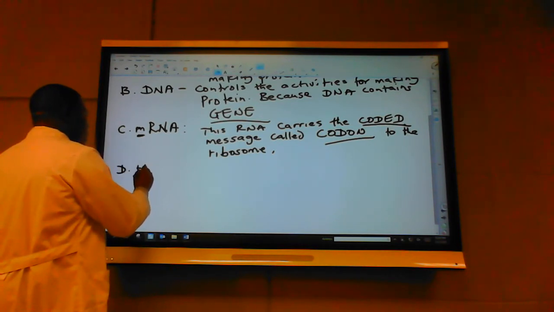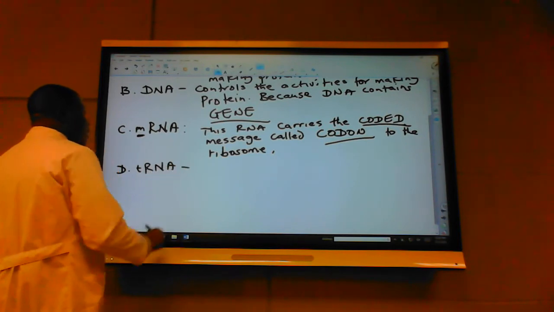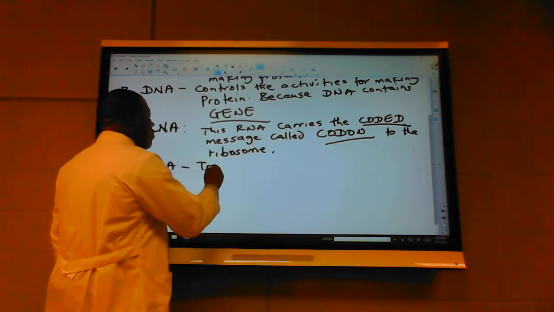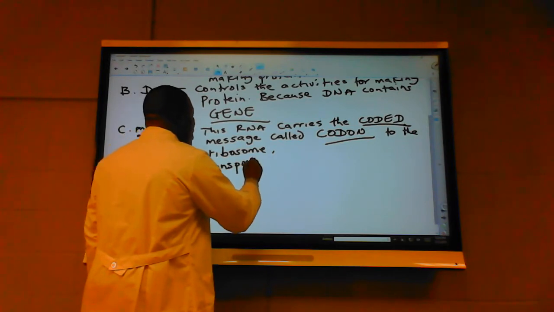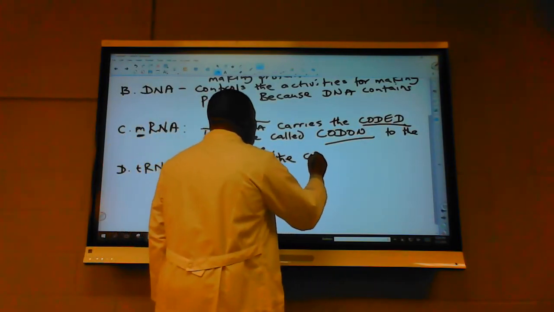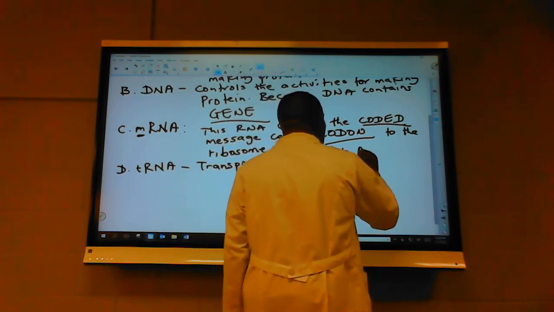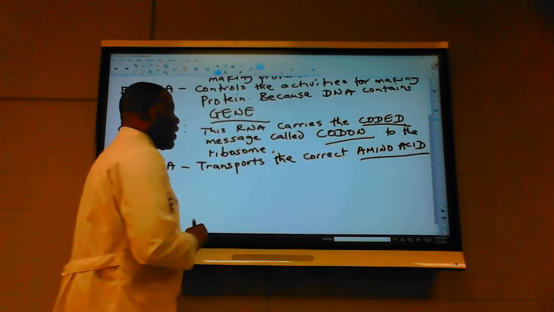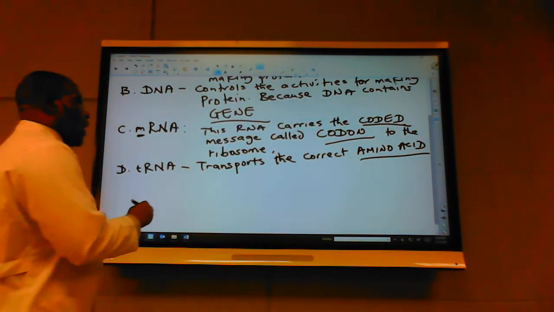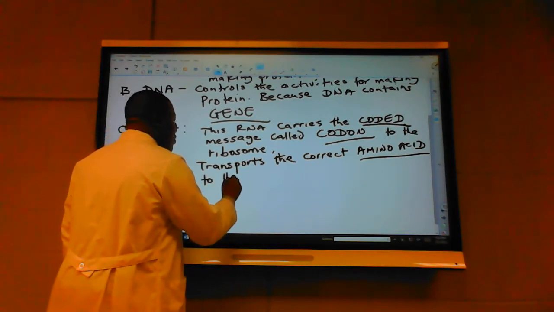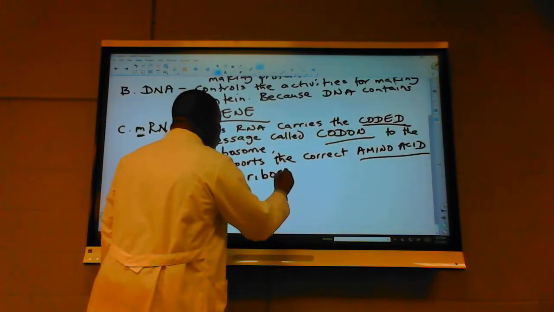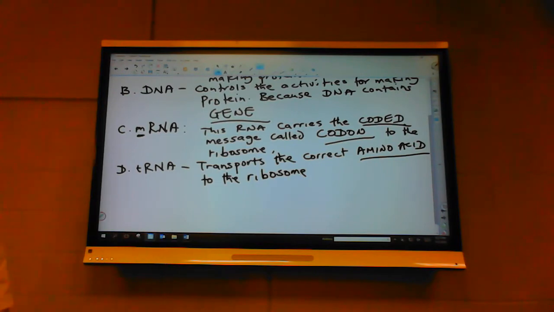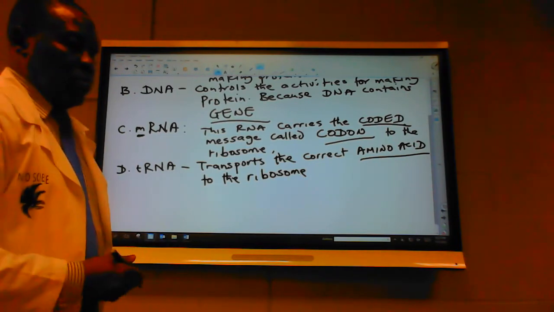D. Let's go to its cousin. Its cousin is tRNA. As the name implies, the tRNA is responsible for transporting. So it transports the correct amino acid. Write the words amino acid in caps so you know exactly what the main purpose of the tRNA is. Where is it going? It also is going to the ribosome. So both of them, brothers or cousins, whatever you want to call them, are going to the ribosome. Okay?